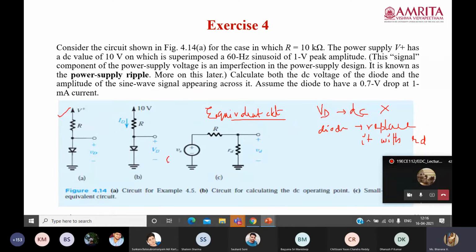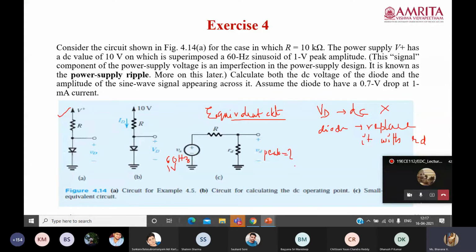So here we are applying Vs as equal to a 60 hertz 1 volt signal. If you are applying a 60 hertz 1 volt signal superimposing upon this capital Vd, the question is what is the amplitude of the sine wave signal appearing across it? That is, what is the Vd peak? So how will you find out Vd peak? Voltage division rule.